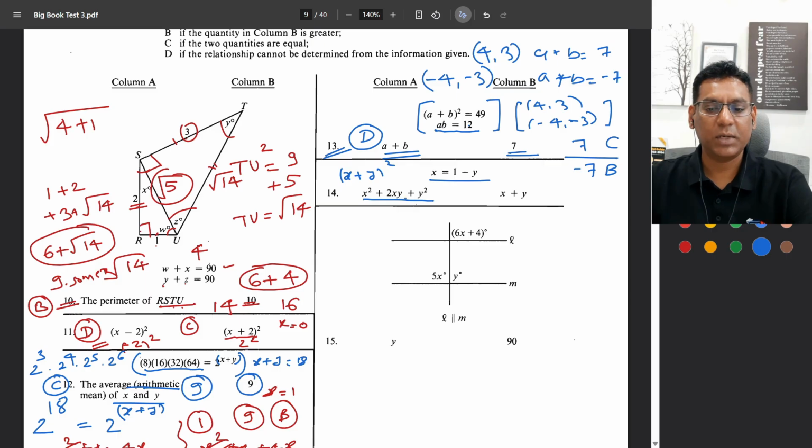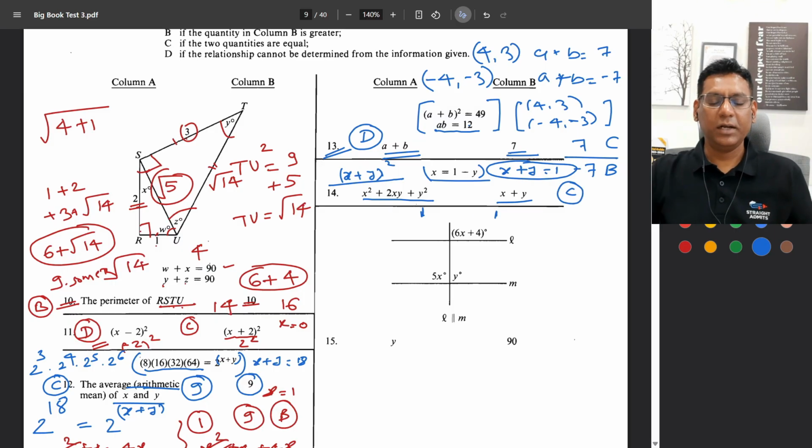Correct? X plus y square. Okay, and x plus y here. So if this is x plus y square and this is x plus y, first of all, from here what can I derive? I can say that x plus y is equal to 1. Correct? So on the left hand side I get 1 square, that is 1. On the right hand side I get 1. X plus y itself is 1, so its answer has to be C.